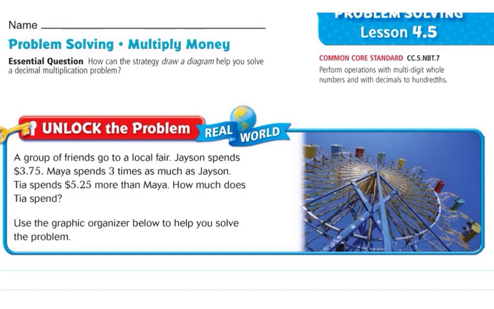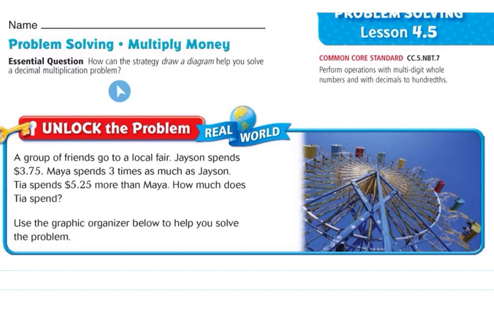Students, in lesson 4.5, we are going to be doing some problem solving using money. We are actually going to be multiplying money, which is really great because that's something that we've streamed through all of our discussions as this chapter 4 has been rolling out. So the essential question for today's lesson is, how can the strategy draw a diagram help you solve a decimal multiplication problem? This is a strategy that we've used before, so it's one that will look familiar, and it's one that you should be able to develop some comfort with regards to solving decimal problems.